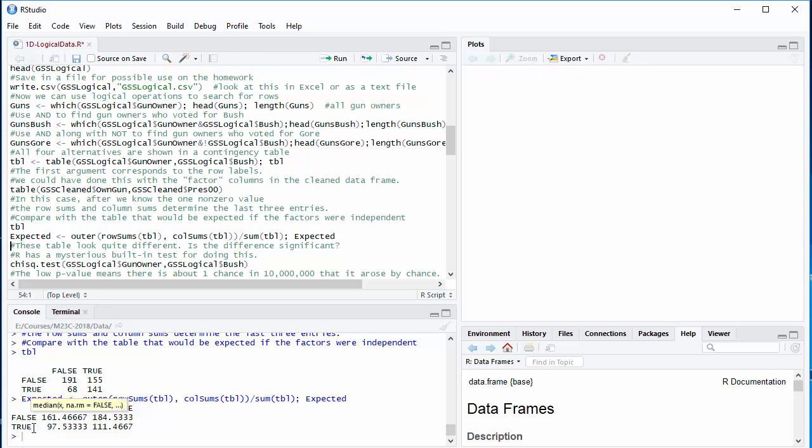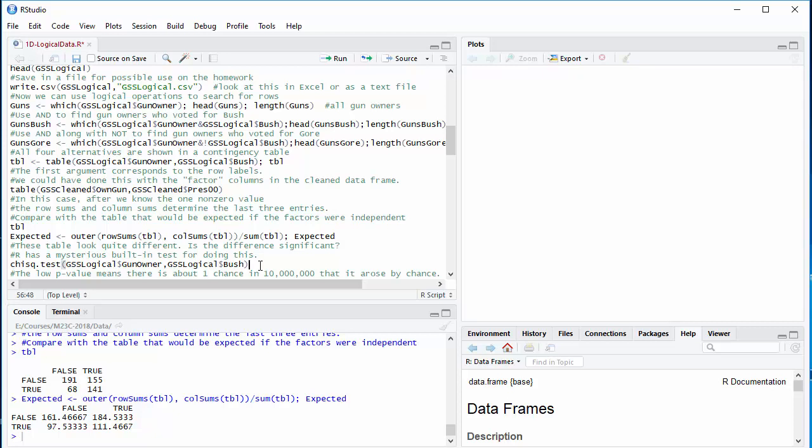We had true in the gun owners column 97 times expected. But if we look at the people that didn't vote for Bush, we discover there were actually only 68 rather than the 97 we expected. If we look at true, on the other hand, we would have expected only 111 gun owners who voted for Bush, whereas we got 141. Is this significant or not?